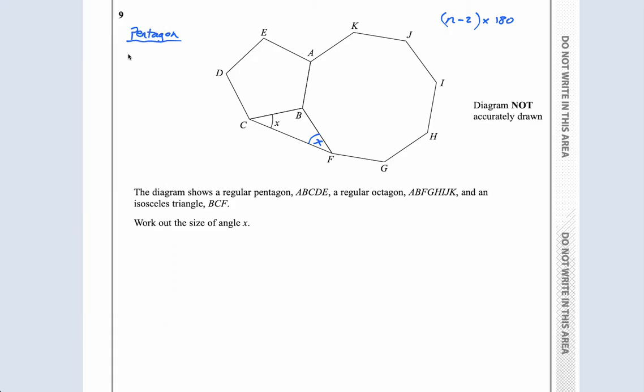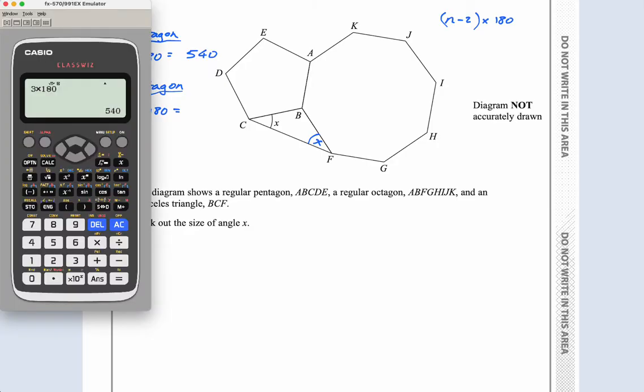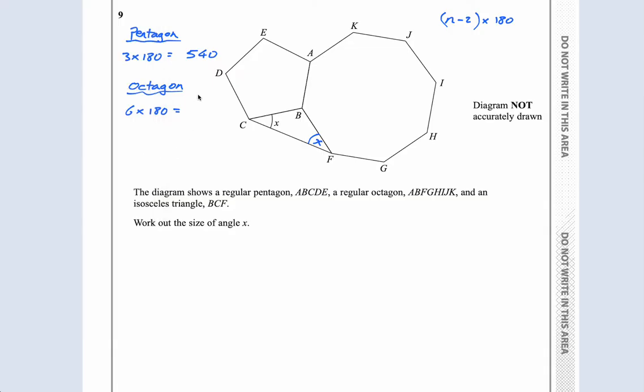So the interior angles in a pentagon add up to 540, and then in an octagon it'll be 6 times 180. So maybe, guys, I should have just written here what I'm doing. So it's 3 times 180, and this one is 6 times 180, which is 1080.